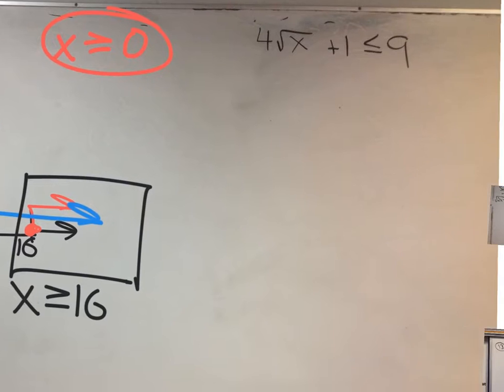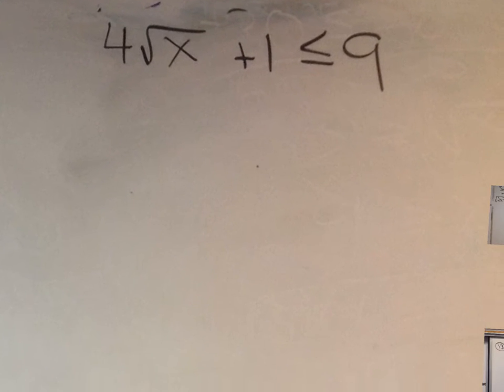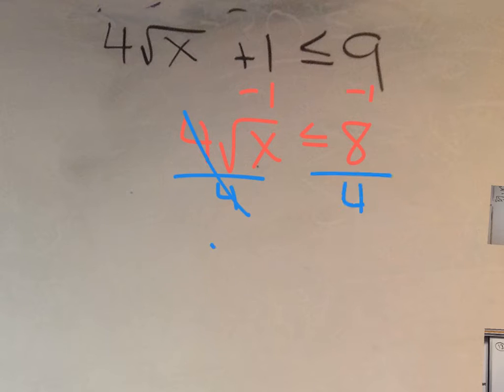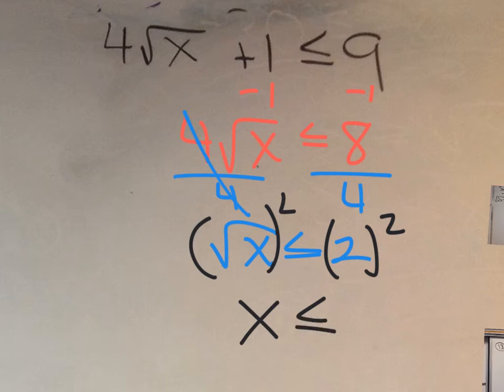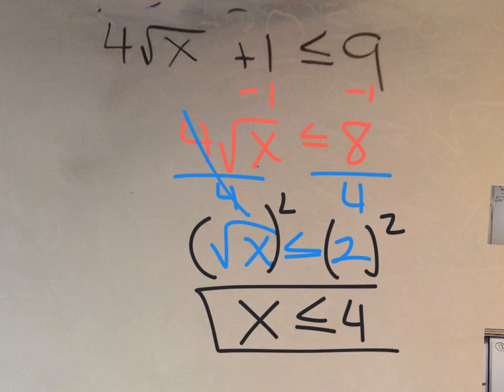So let's move on to this next one right here. This one, let's solve it. How do you solve it? You're going to subtract 1. You're going to have 4 square root of x is less than or equal to 8. We're going to divide by 4. Divide by 4. You're going to have the square root of x is less than or equal to 2. And then we're going to square this side and square this side, which will give you x less than or equal to 4.